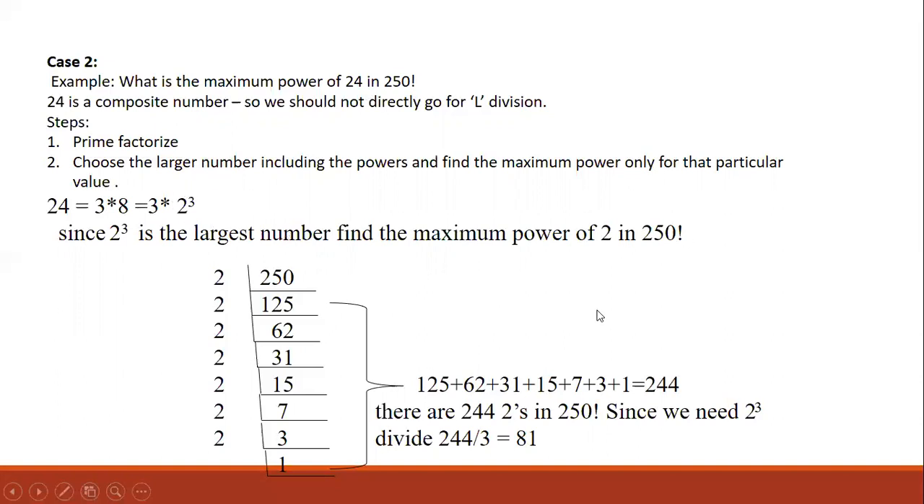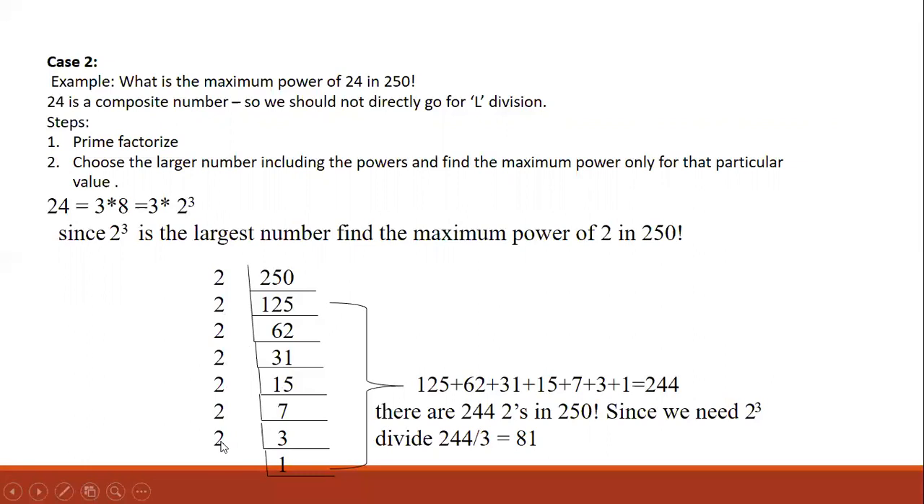So we'll take 250 and continuously divide only by 2. 250 divided by 2 is 125. 125 divided by 2 is 62. 62 divided by 2 is 31. 31 divided by 2 is 15. 15 divided by 2 is 7. 7 divided by 2 is 3. 3 divided by 2 is 1. Further, it cannot be divided.